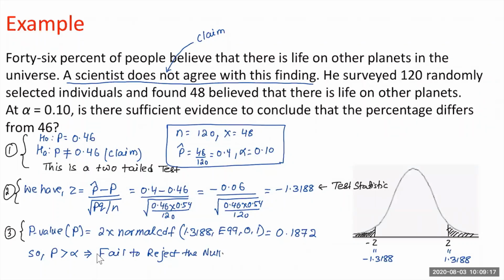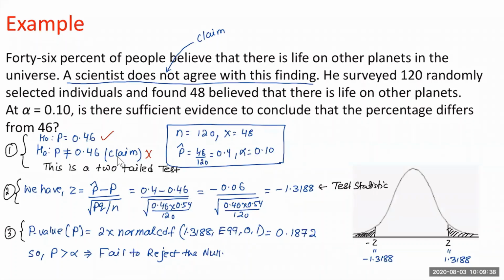Meaning of that is we are not rejecting the null. We fail to reject. We are not rejecting it. That is the meaning of that. So we are going with the null. We are not going with the alternate hypothesis. That means we are not supporting the claim.